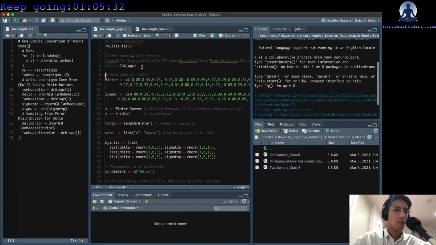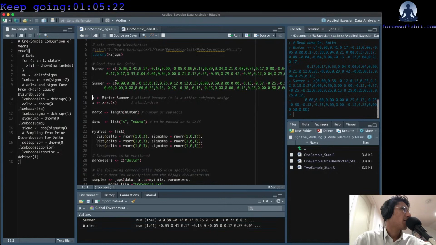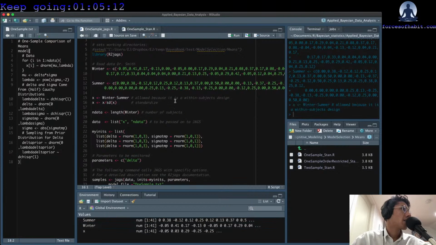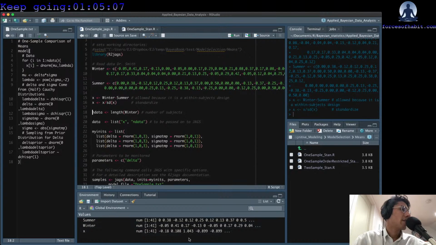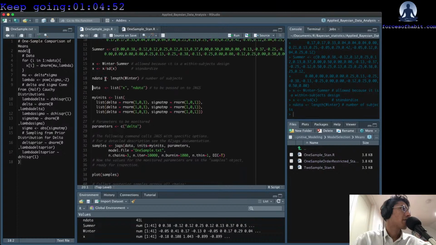So we have our data from our two samples. We have data for winter and we have data for summer. And we can do winter minus summer because it's a within-subject design. So we're going to get the difference. And now we're just going to get a z-score. So these are the standardized differences across the difference between summer and winter. And now we're going to assess how long it is. We have 41 samples. And now all we need is the data and the length.